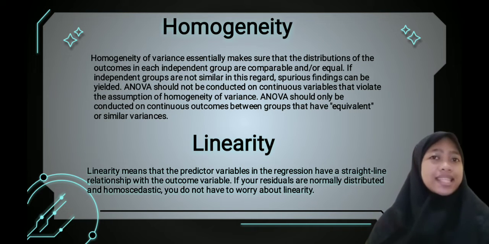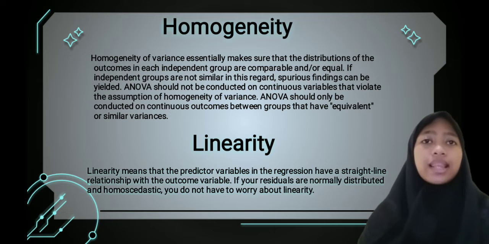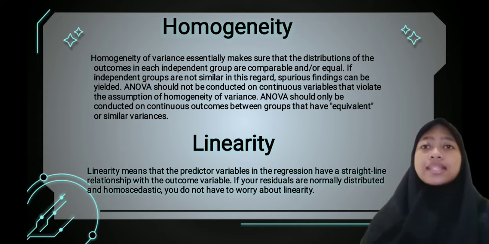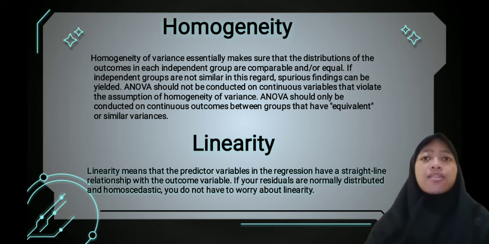Okay, next is linearity. Linearity means that the predictor variables in the regression have a straight line relationship with the outcome variable. If your residuals are normally distributed and homoscedastic, you do not have to worry about linearity.